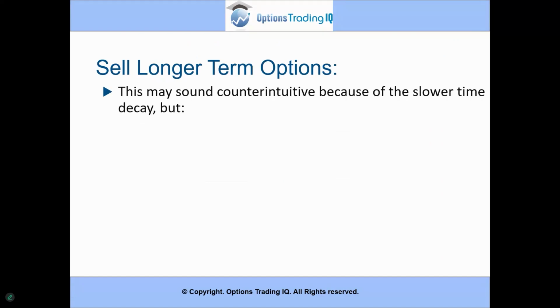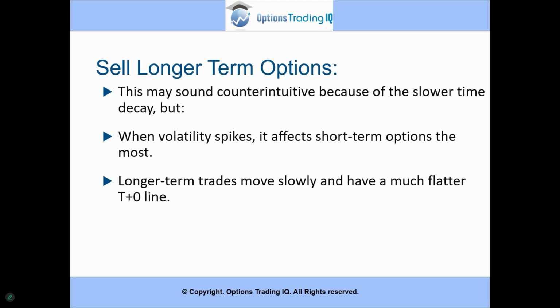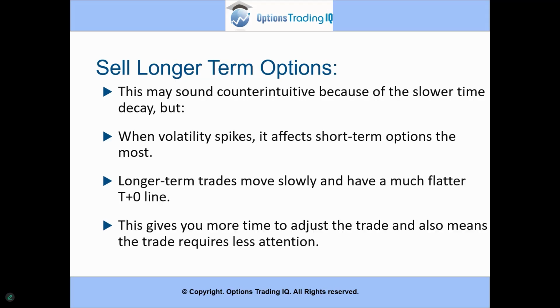This may sound counterintuitive because of the slower time decay, but when volatility spikes, it affects short-term options the most. So that's our risk. When we're selling options and volatility is really, really low, if it then spikes, we're going to get into some problems. Longer-term trades move slowly and have a much flatter T+0 line. This gives you more time to adjust the trade and also means the trade requires less attention.